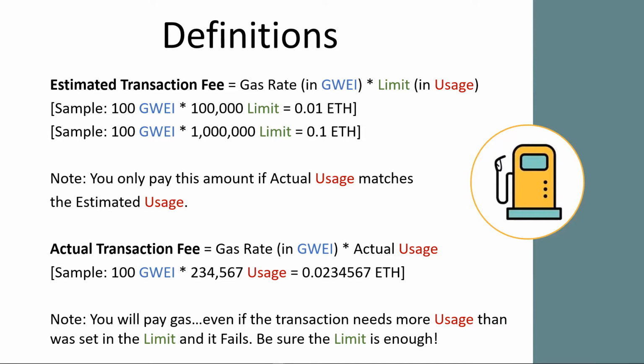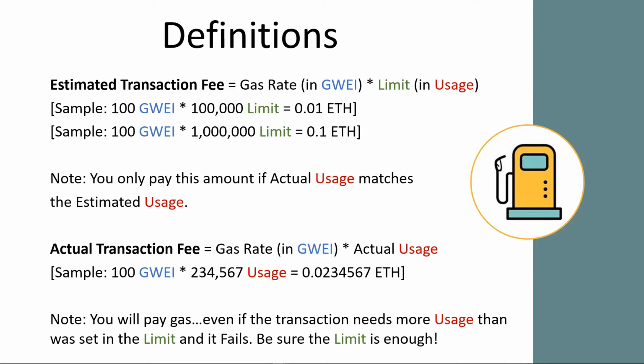So if it ended up, instead of being a million, being only 234,000, then your actual transaction fee will be 0.023457, as opposed to 0.1, which was the estimated amount. So in this case, you're only paying 23% of what was estimated it was going to cost. So keep in mind, you will pay this gas though, even if the transaction needs more usage than was set in the limit.